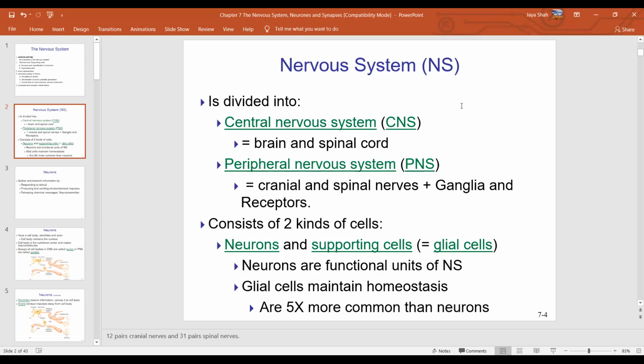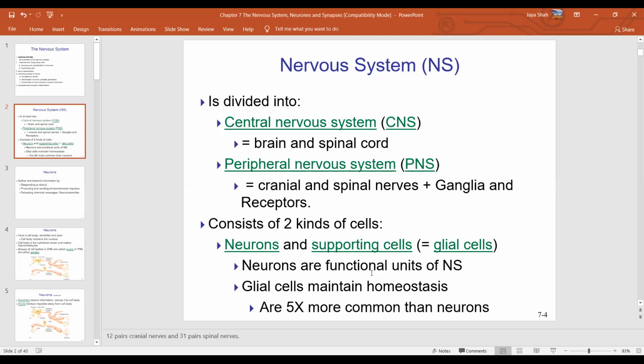Apart from that, in the nervous system there are two kinds of cells: the neurons and the supporting cells. The supporting cells in the central nervous system are called glial cells. These supporting cells in the peripheral nervous system are not called glial cells. They are called glial cells because they glue neurons together. That's why we call them glial cells.